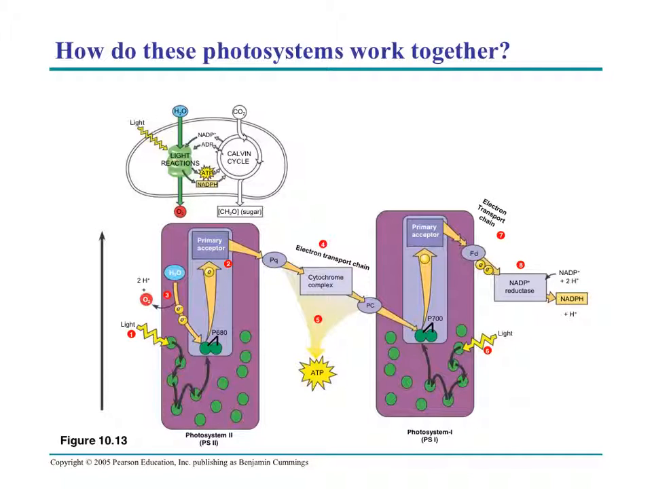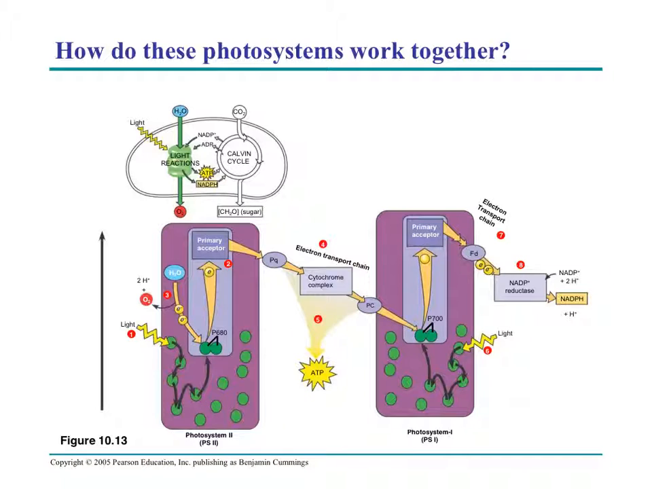non-cyclic photophosphorylation. So, as we've already said, the light comes in, a photon strikes our pigment. We excite an electron. The electron is passed from pigment to pigment until it's finally passed to P680 in photosystem 2. Now, as that happens, because that electron is excited, it heads up to this primary acceptor.